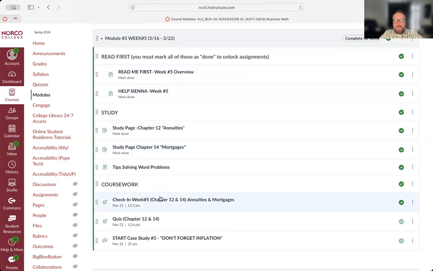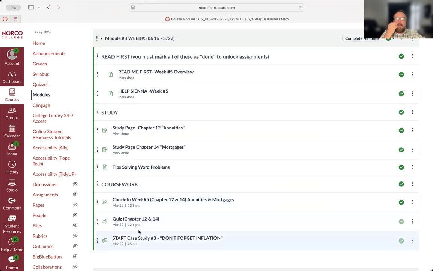You might want to also download your check-in assignment worksheet. That way, as you're working through annuities, you can solve those problems. And then when you work through mortgages, you can solve those problems. Then you can do the check-in assignment. That is going to the check-in assignment with your worksheet already completed, and then using the drop-down menus to select the answers that you got. And then you have a quiz on those 2 chapters, and then you have your third case study.